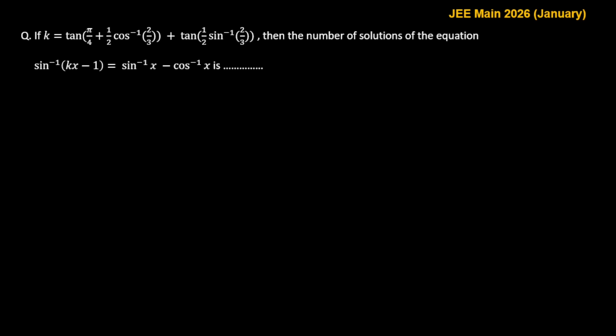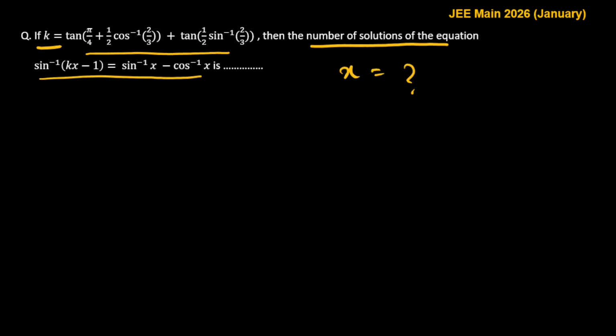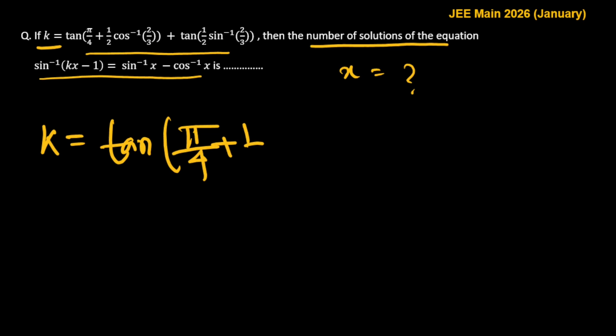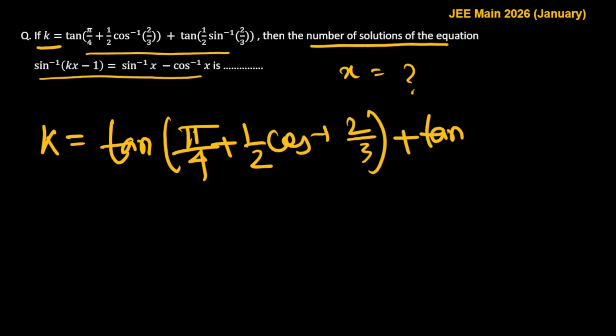In the question, it is given that k is equal to this expression, and we are asked the number of solutions of this equation, that is, the values of x. So first write k is equal to tan of (pi by 4 plus half cos inverse 2 by 3) plus tan of sine inverse 2 by 3.